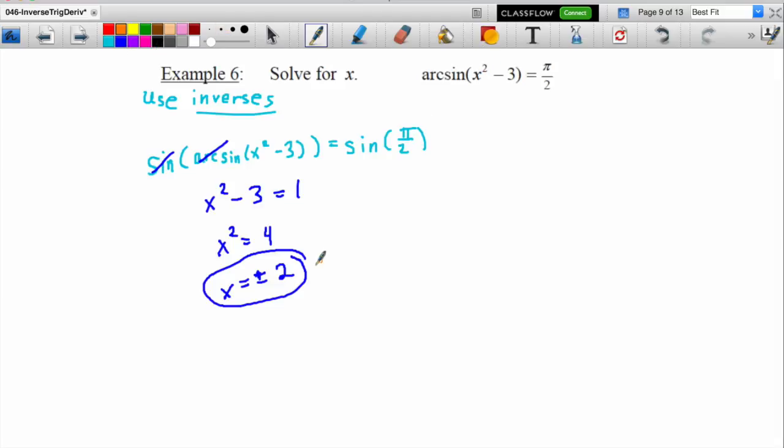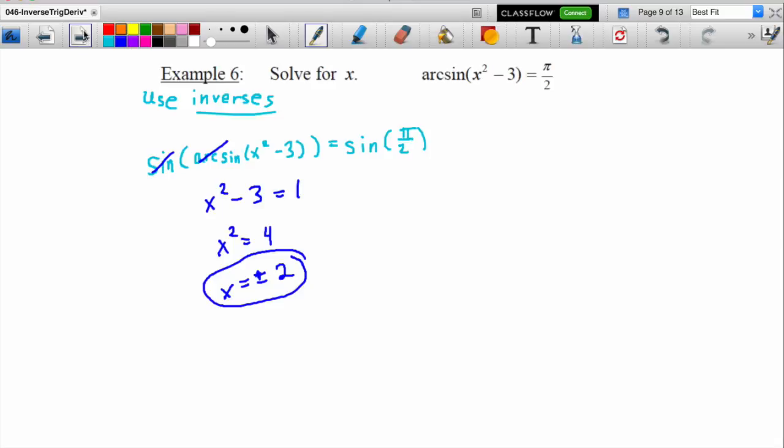Check that they both make sense. Arcsine of 4 minus 3. 4 minus 3 is 1. Arcsine of 1, pi over 2. Negative 2 squared, also 4. 4 minus 3, 1. Arcsine 1, pi over 2. Again, when we have sine on both sides, it usually works out nicely. Sine's the good one. It's kind of like if you start with a square root and you square both sides, everything works out. That's the idea.